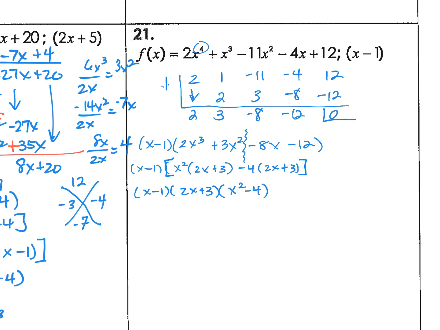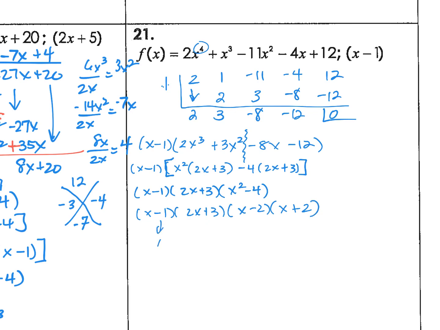Why are we not done? Because we still got a squared. It's not all linear factors, is it? Can x squared minus 4 be factored? Difference of two squares, right? So we're left with x minus 1, 2x plus 3, x minus 2, and x plus 2.